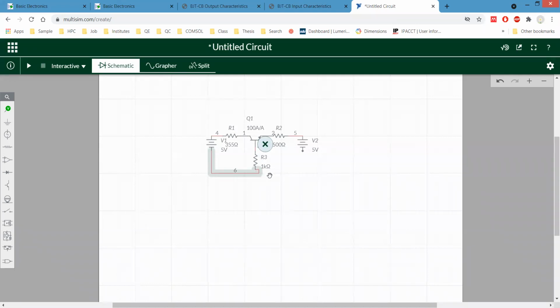Base emitter forward, collector base reverse. Are you sure? I think so, sir. Why are you telling it this way? Because... Why so? That's why you are telling.